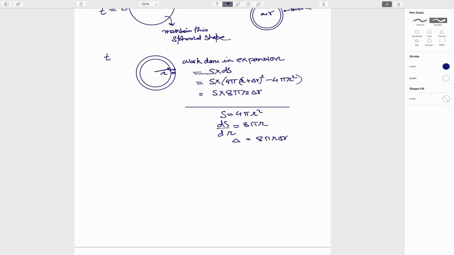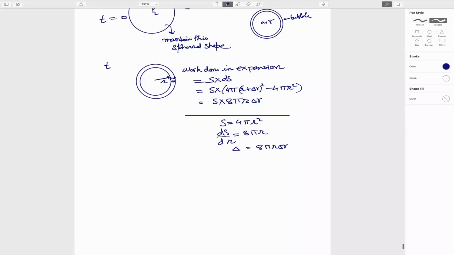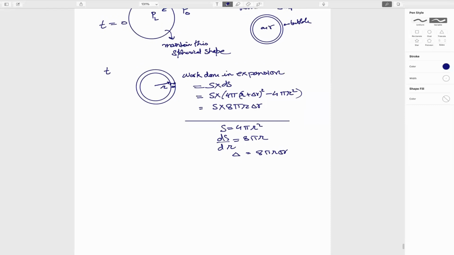And this work done of expansion has to be balanced by this pressure change. So that comes out to be force into displacement. And this force is due to the change in pressure. So the work done in expansion is balanced by force into displacement.